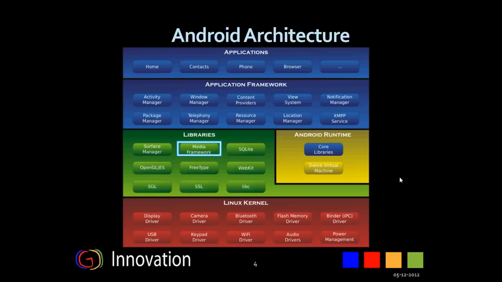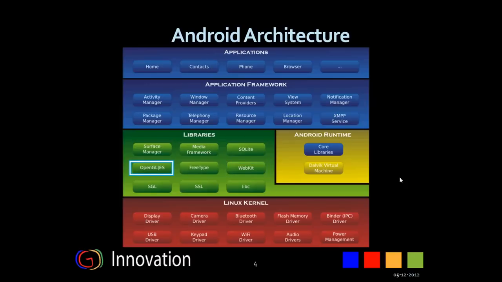Next is Media Framework. Media Framework provides different media codecs allowing the recording and playback of different media formats. The very important SQLite. SQLite is the database engine used in Android for data storage purposes. Next is WebKit. It is a full-fledged full-screen browser engine. It is used to display HTML content. It also supports JavaScript, jQuery, and AJAX calls.